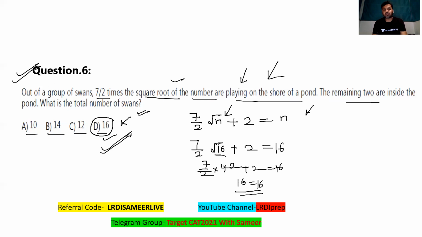Anyways, the perfect square has to be the answer because it talks about the square root of the total number of swans, right? So the only option that is a perfect square is option number D. So without even trying it, you can straight away answer the question as option number D. Moving on to the next question.